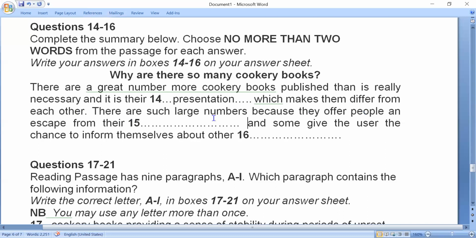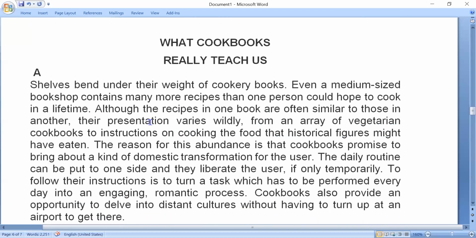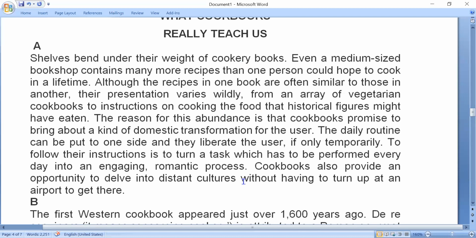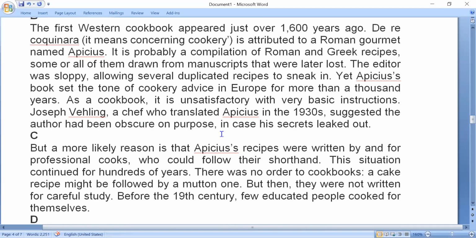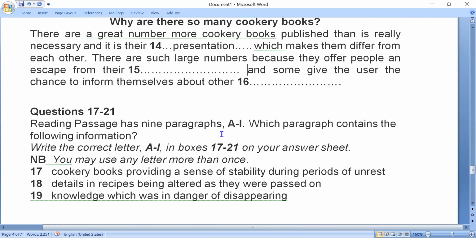There are such large numbers because they offer people an escape from their gap and give the user the chance to inform themselves about other. Escape from. Let's look for the word escape. We're not underlining the word this time because in the reading we have the questions first. They promise to bring about a kind of domestic transformation. Look at the question.